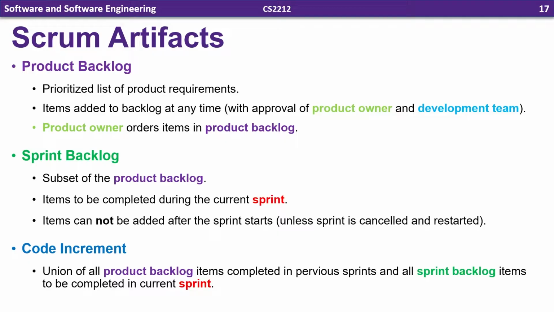And the last artifact is the code increment. That's the union of all the product backlog items completed in previous sprints and all sprint backlog items to be completed in the current sprint. So that's basically your current prototype to date and what you've implemented from the backlogs.